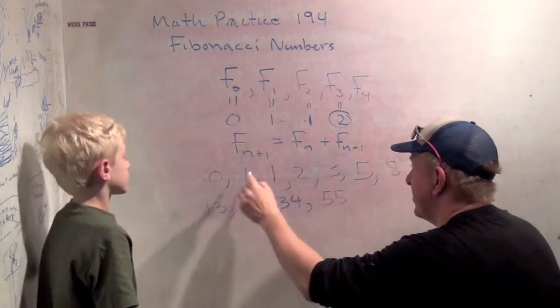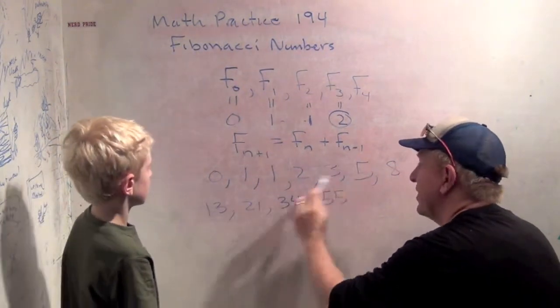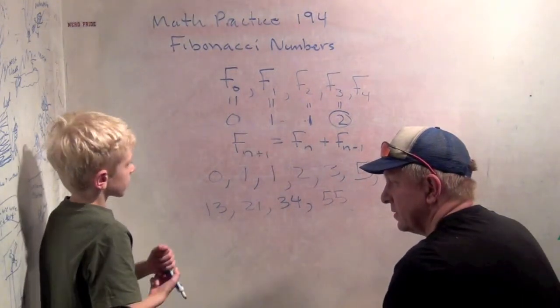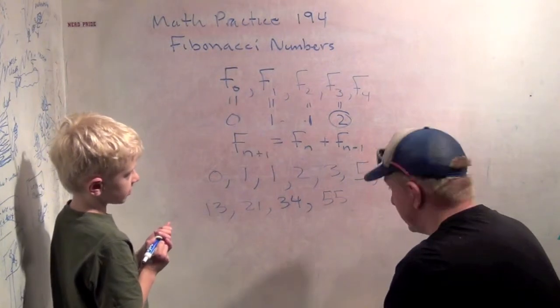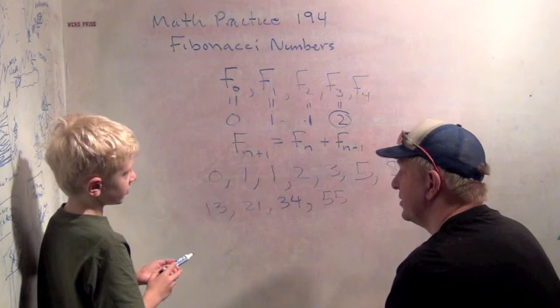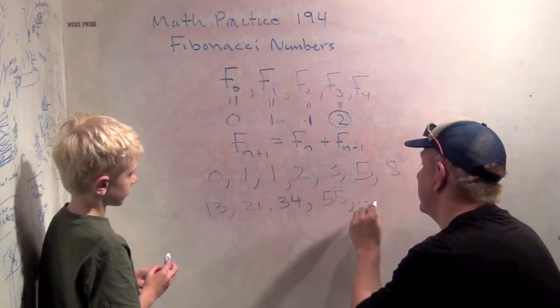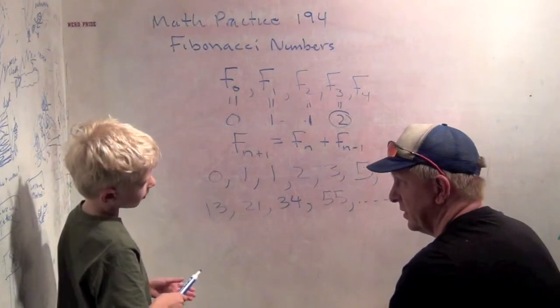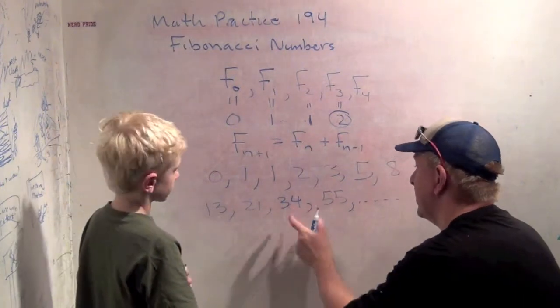What do you notice about this pattern? 0, 1, 1, 2, 3, 5, 8, 13, 21, 34, 55. Well, it's the Fibonacci numbers, and you add the previous 2. Is the next number going to be bigger than 55 or less than 55? Probably bigger, because I'm adding to it.